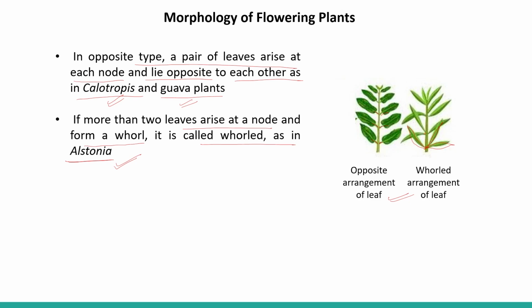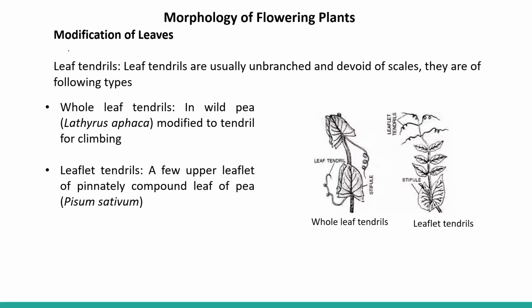Now, there are certain modifications of leaf. The leaf is modified because plants live in very different environments. So they modify in order to survive. Okay, so let us see what those modifications are. Leaf tendrils. In many plants, we can see that different parts of the leaf form tendrils. The leaf tendrils are usually unbranched and devoid of scales. They are of the following types.